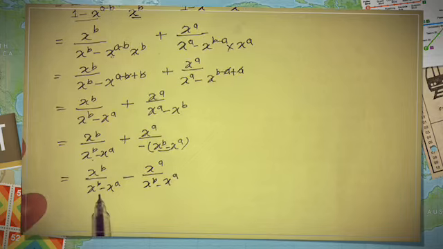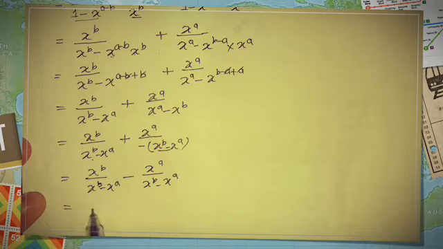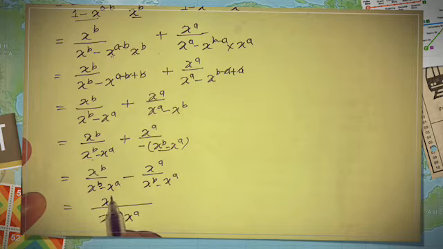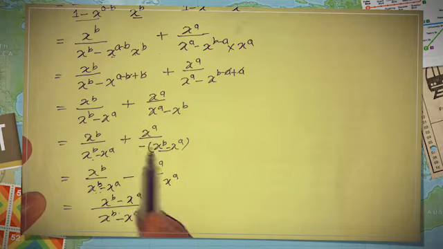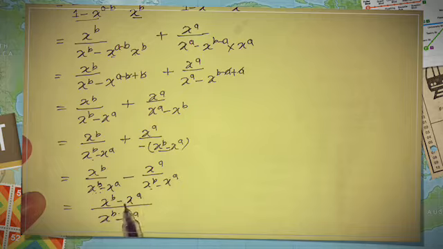Now look at this, the denominator has become the same, so in the numerator x to the power b minus x to the power a. This way the calculation becomes easy by making the denominator the same. So by taking minus, we make the denominator the same. Now this cancels, then this is 1. This way we get 1.